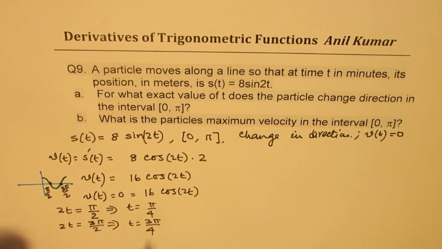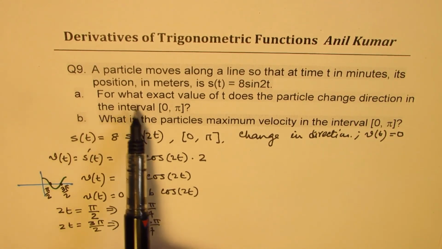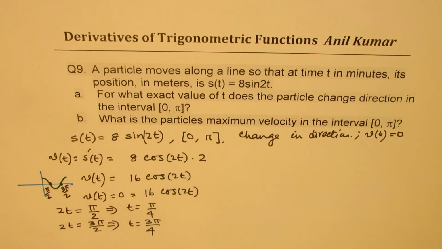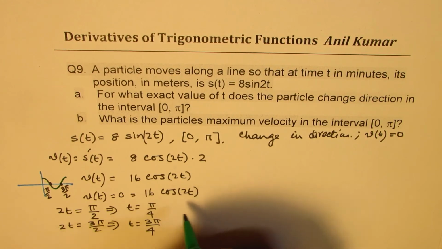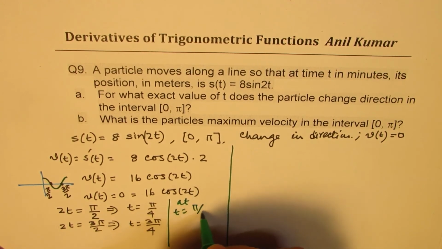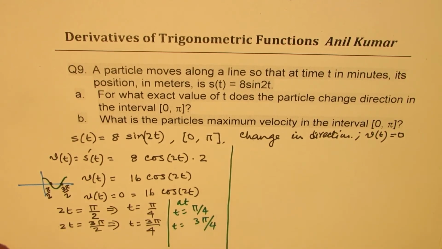So do you understand this part? Those are the turning points. So for what exact value of t does the particle change direction in this interval? We have two points here. So the answer here will be at t equals pi by 4 and t equals 3 pi by 4, correct? Every time the velocity becomes 0 in this case, it changes direction. Perfect? So that is how we could find the answer for this part.